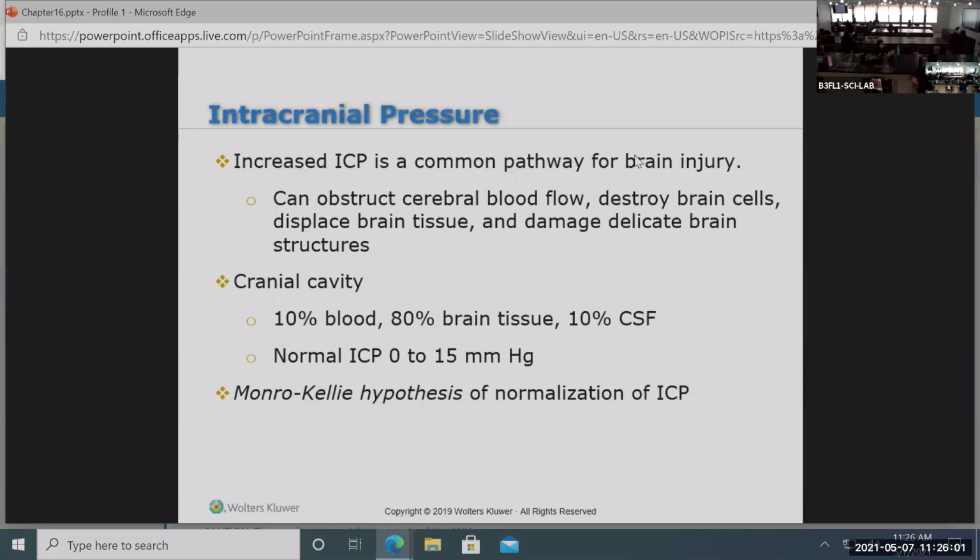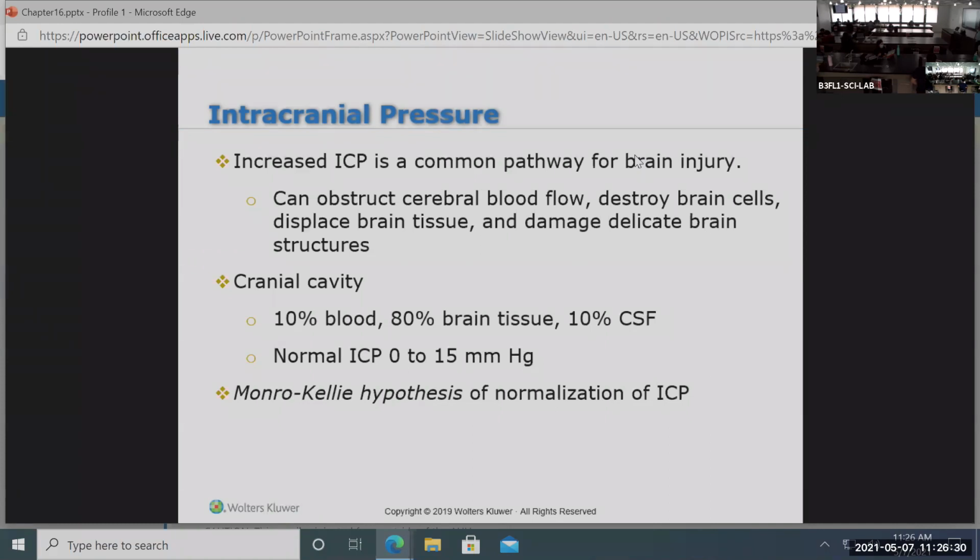Within the cranial cavity, we have 10% blood, 80% of the cranial cavity contains the brain tissue, and 10% contains my CSF. So, normal pressure, please highlight, is from 0 to 15 millimeters of mercury.